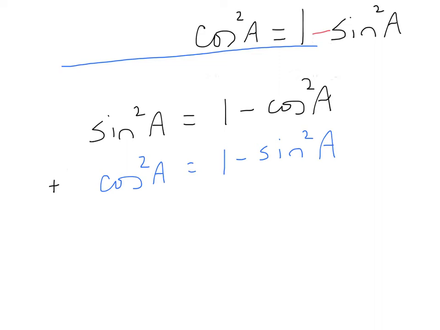Okay, so I basically start with 1, and then I can form the other two. But the important thing is I can turn sine squared into cosine squared or cosine squared into sine squared anytime I want through this identity.